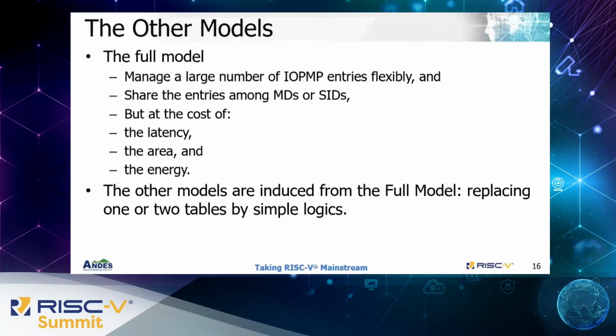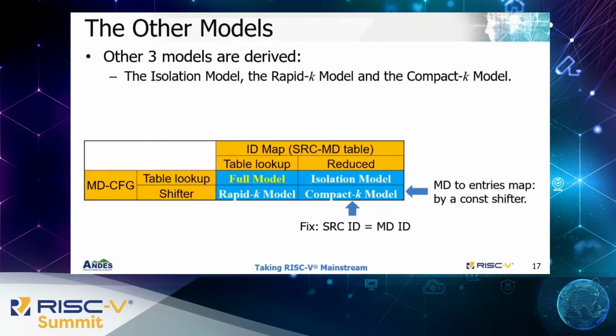The full model is not designed to apply it everywhere. We may have different design goals, such as area constraint, energy budgets, or latency requirements. Then we provide several ways to bypass one or two tables in order to reach different design goals. So we have other models. Here we show another three major models.